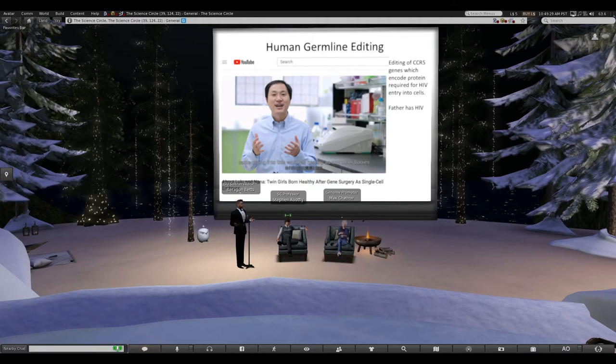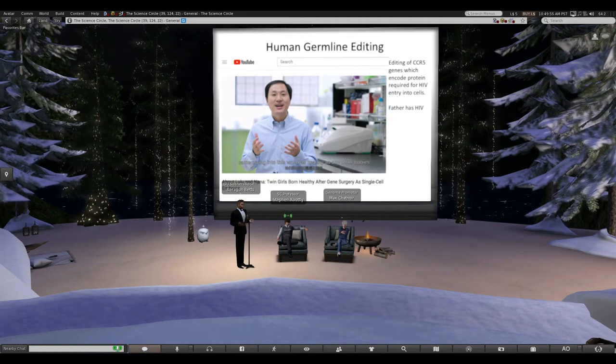CCR5 is a protein that exists on the surface of T cells. And it is a co-receptor molecule that the HIV uses to get inside cells to do its dangerous stuff. It's a retrovirus, it integrates into DNA, but it can't do that unless it gets inside the cell. And its mechanism of entry is this protein.